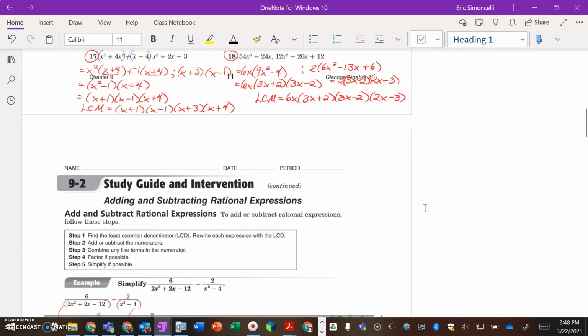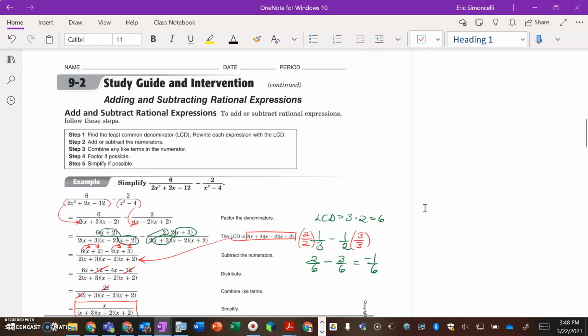Now we're going to continue this idea but apply it to a context of adding and subtracting rational expressions. So here we go, add and subtract rational expressions. To add or subtract, you're going to follow these steps. Step 1, find the least common denominator, or LCD. The LCD is actually synonymous to the LCM, but the math that we'll perform will look very much like when we add and subtract fractions in other situations without variables. And we're going to rewrite each expression with the LCD.